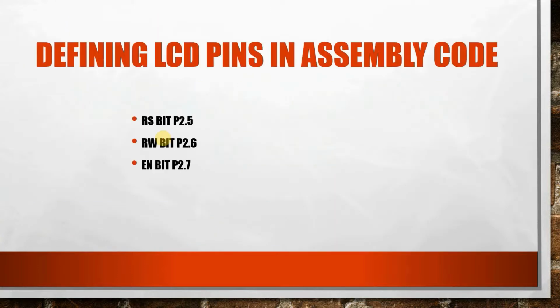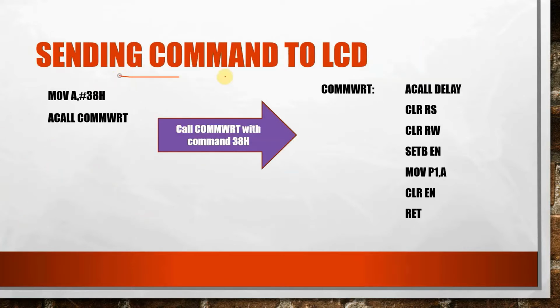Assembly programming for the LCD. First define the RS, RW and enable pins. Now we can send a command to the LCD. First of all, move the data, that is the command, out of those 5 commands, 0E, 01, 38, etc., to A. Then call a function called command write. In assembly language, a function is called a subroutine. So we will address it as a subroutine.